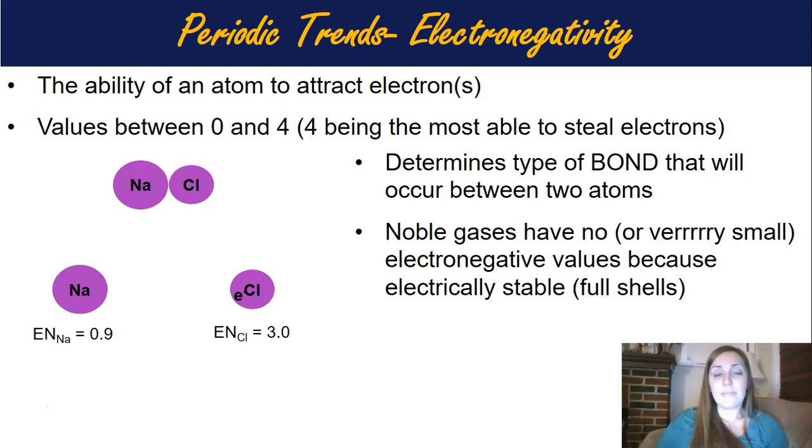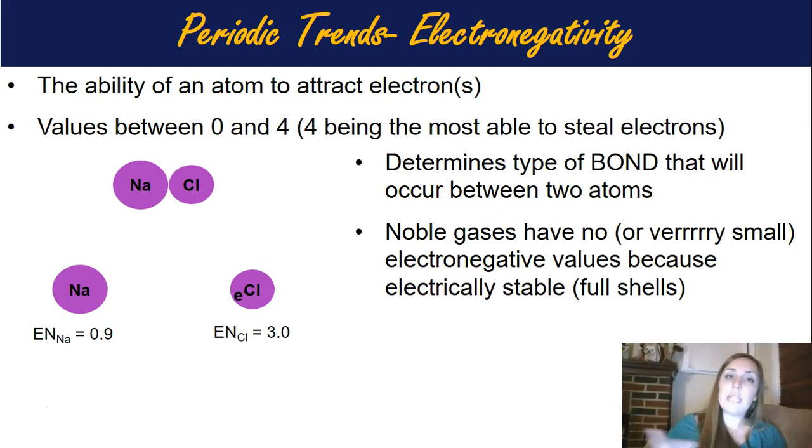Noble gases have no electronegativity values, or sometimes very, very small ones, because they're electrically stable. Remember when you did the electron configuration of noble gases, we talked about how the noble gases don't really make bonds. So they're not trying to pull electrons from another atom. They like to hang out on their own. Plus they have that full valence shell. The goal is to always have 8 valence electrons, and noble gases already have that. They have their complete octet, so they don't want electrons from anyone else.